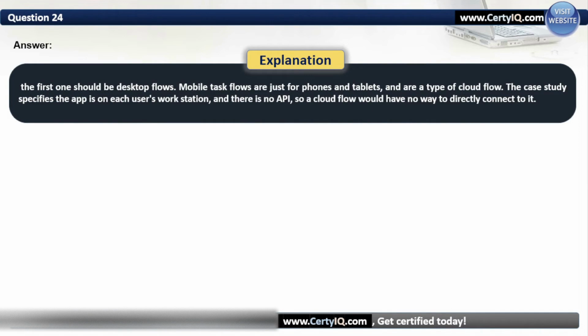The first one should be desktop flows. Mobile task flows are just for phones and tablets and are a type of cloud flow. The case study specifies the app is on each user's workstation and there is no API. So a cloud flow would have no way to directly connect to it.